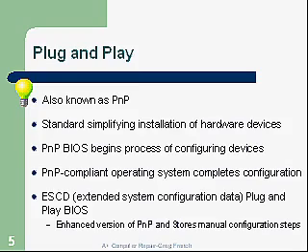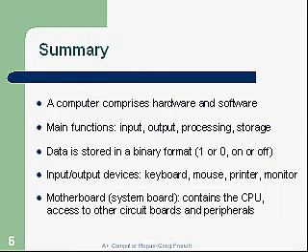In summary, the computer comprises hardware and software. We can't get that hardware to work without the software. Software is important. Main functions: input, output, processing, and storage. Data is stored in a binary format, ones and zeros, a base 2 system. That's the only thing a computer understands. It doesn't understand the decimal or our language. Input and output devices are keyboards, mice, printers, monitors, other devices that plug into the back of the computer.